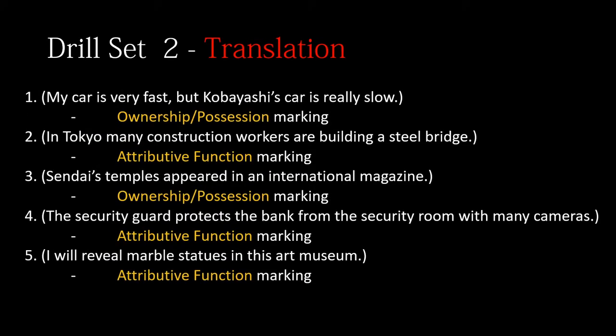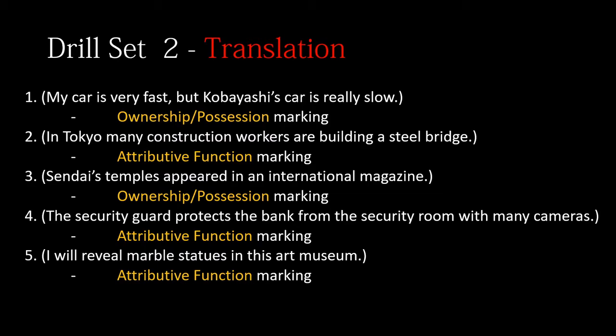And here we have the translations. The first sentence, my car is very fast, but Kobayashi's car is really slow. We have here the ownership or possession marking. The second, in Tokyo, many construction workers are building a steel bridge. Attributive functions marking. In the third sentence, Sendai's temples appear in an international magazine.